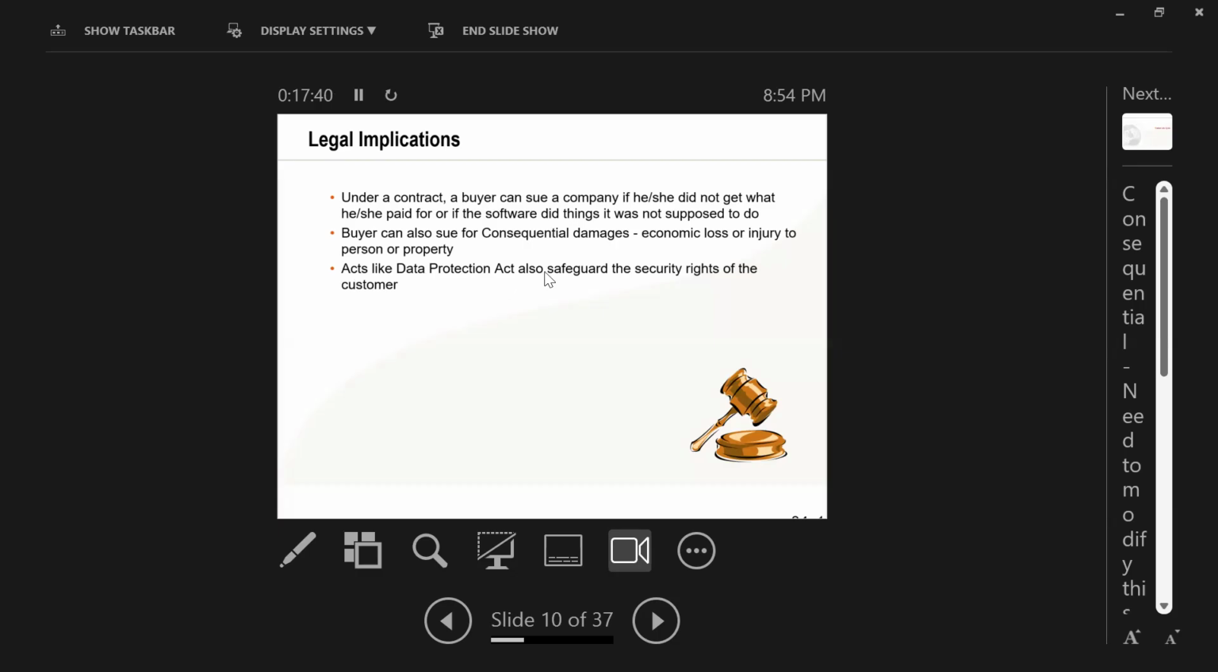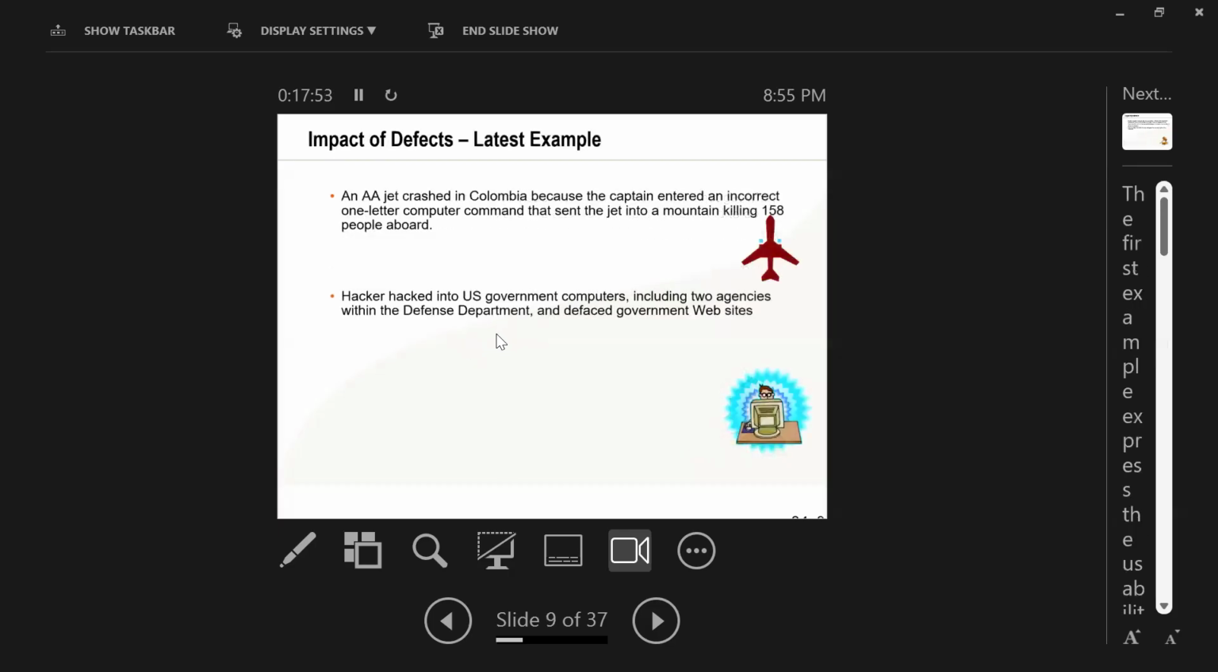Acts like the Data Protection Act also safeguard the security rights of the customer. For all the legal implications, we need to ensure that we can provide.